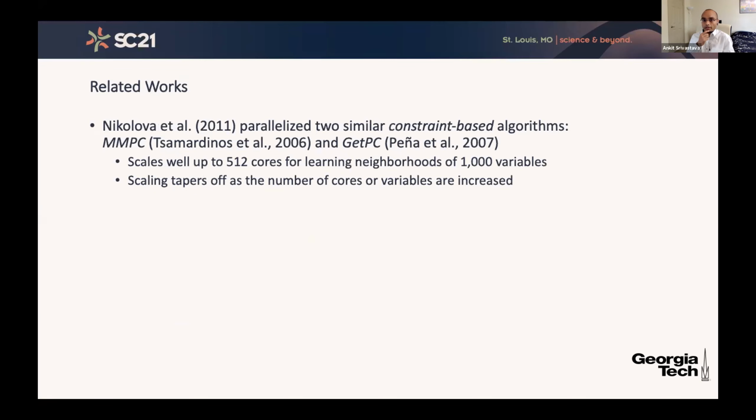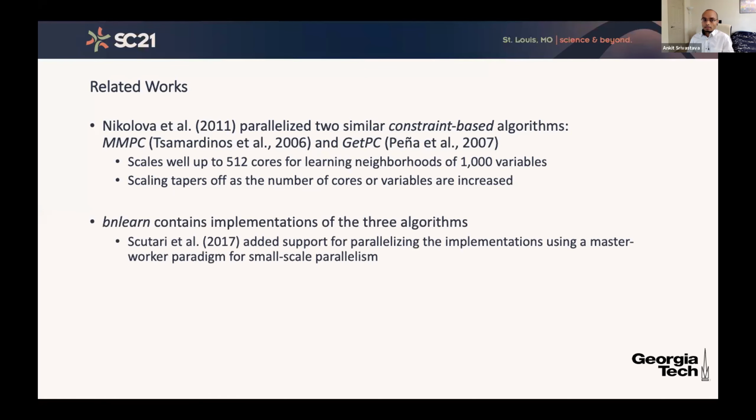For parallelizing these, there have been a few related works that I've looked at, parallelizing constraint-based algorithms. Nikolova and others in 2011 parallelized two similar constraint-based algorithms, and their solution scales well up to 512 cores for learning neighborhoods of 1,000 variables, which is less than what we wanted to do. We also saw that the scaling of their solution tapers off as the number of cores or variables are increased, and we'll see why that is the case.